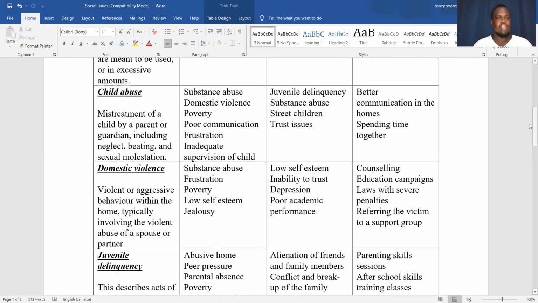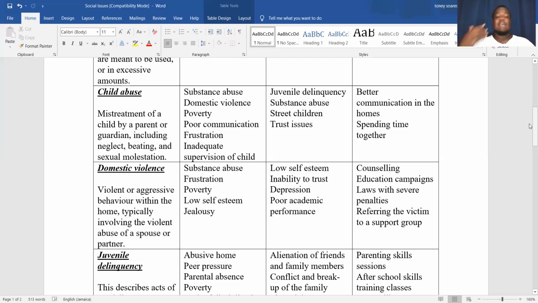of these children, right? Another social issue now is domestic violence. This is violent or aggressive behavior within the home, typically involving the violent abuse of a spouse or partner. Some of the causes, again, we see substance abuse keep repeating itself, because when substances are abused, it affects the mind, it affects judgment, it affects the emotional state of many persons. So sometimes they are not emotionally aware of what they are doing.